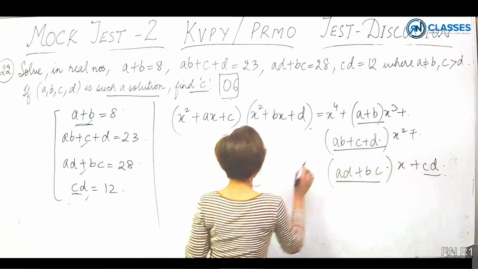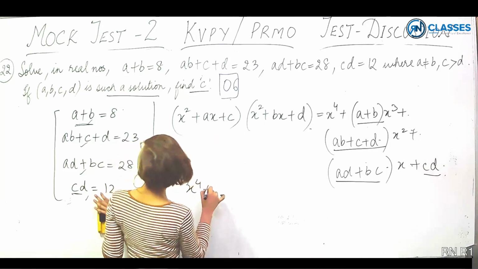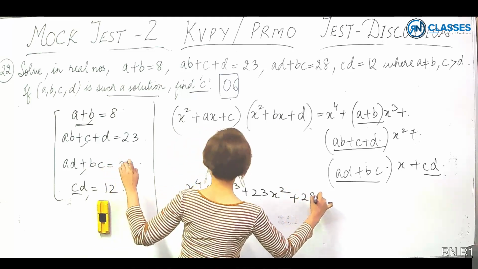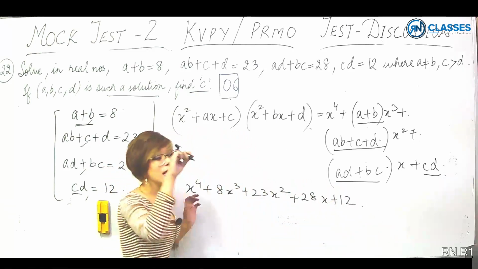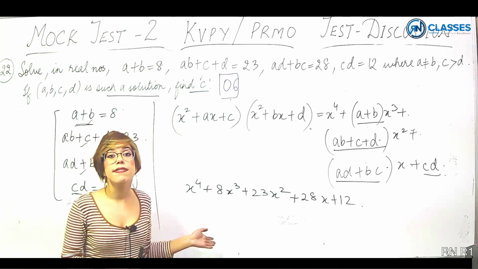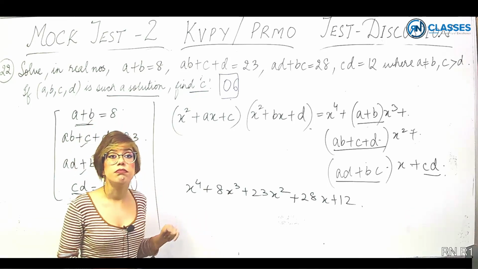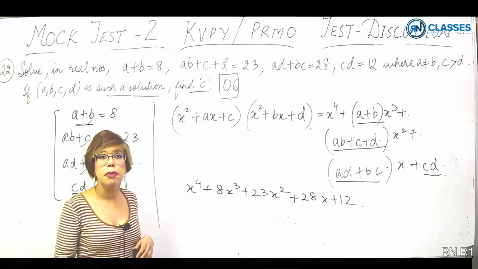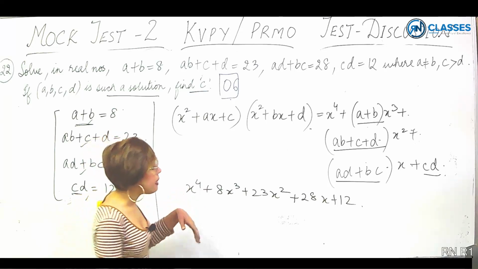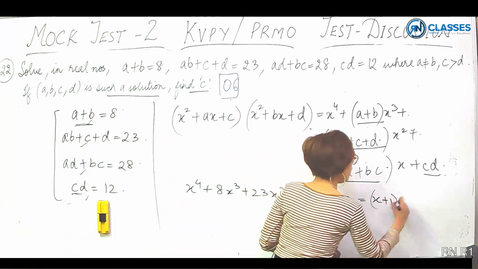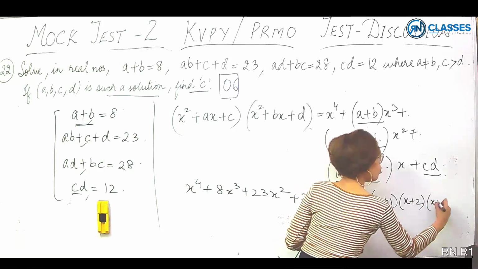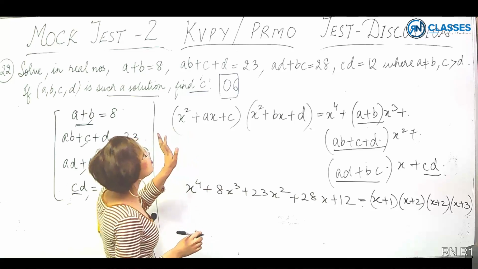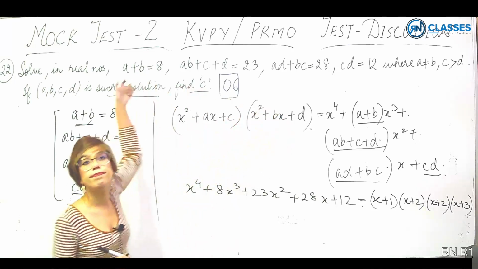So basically this becomes a polynomial x raised to power 4 plus 8x cubed plus 23x squared plus 28x plus 12. This is a very nice polynomial. Why? Because this is easily factorizable. Minus 1 is the root, I should say 0. Minus 1 is the 0. Minus 2 is the 0. Minus 3 is the 0. This can be written as x plus 1 into x plus 2 into x plus 2 into x plus 3. Why have I written like this? Because I am interested in the values of a, b, c and d.